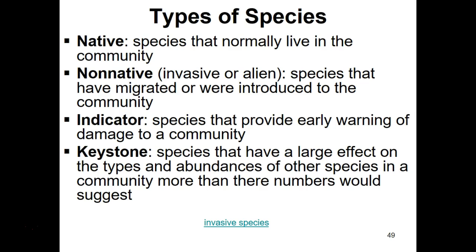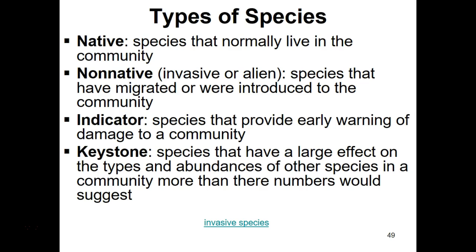An indicator species is one that provides an early warning to community problems. One of the best indicator species that we have are the amphibians, so frogs and any type of amphibians, because they live both in water and on land, so they can show problems within water and within land.